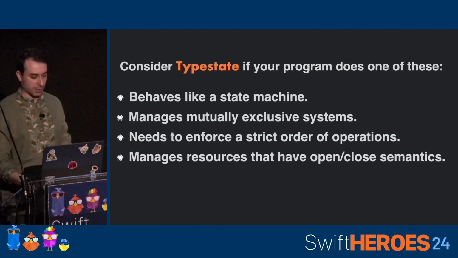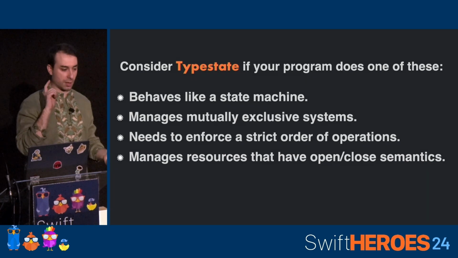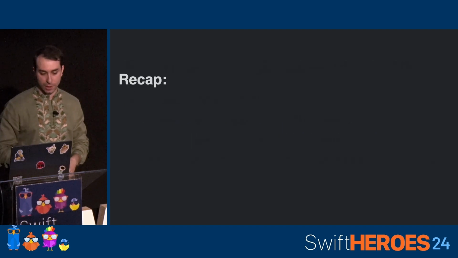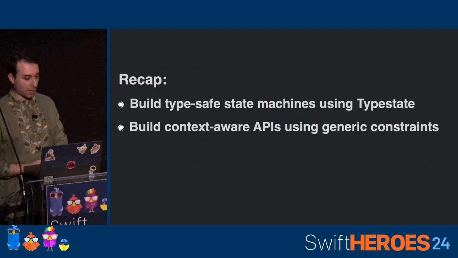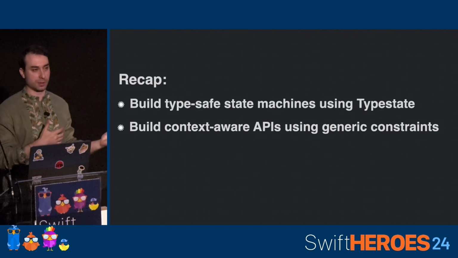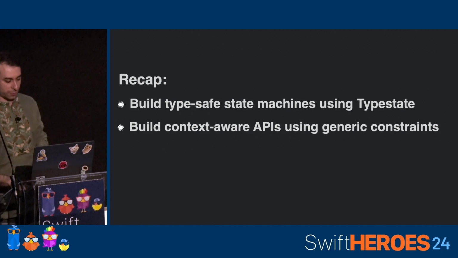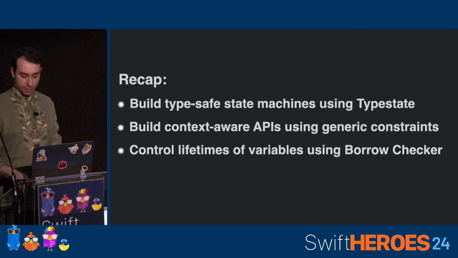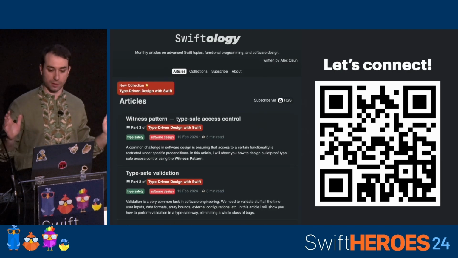And the same thing: manage resources with open-close semantics. This could be files, cameras, I don't know, socket connections, whatever. So quick recap. You can build type-safe state machines using type state. You can build context-aware APIs using generic constraints. Doesn't need to be using the borrow checker. You can just use generic constraints to enforce context-aware APIs. You can control lifetimes of your variables using the borrow checker 5.9. Oh yeah, and that's the end, really.